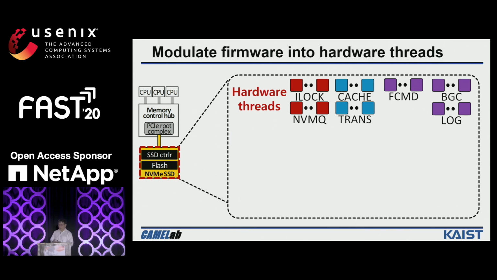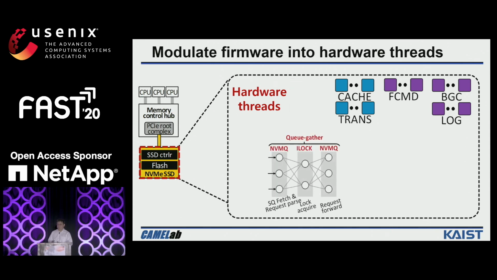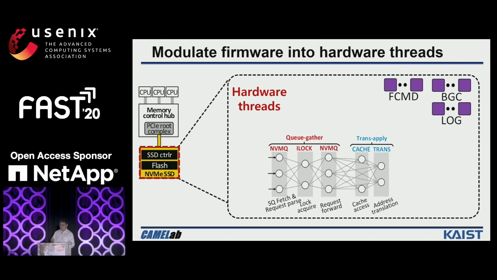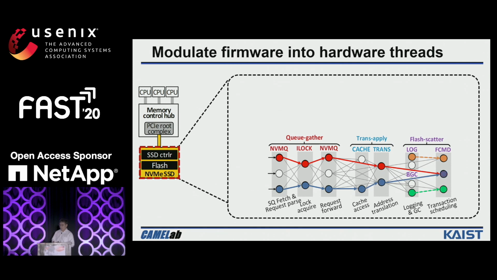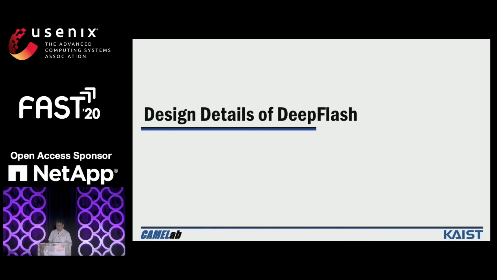The I/O request processing can be split into 3 stages. The queue-gather stage includes the NVMQ threads and ILOCK threads. The trans-apply stage includes the cache threads and the trans threads. And the last is the flash-scatter stage, including the FCMD threads, BGC threads, and the log threads. Compared to the layered firmware, our DeepFlash is flexible to assign different sets of threads to process multiple I/O requests in parallel. Next, I will give more details of each thread's design in our DeepFlash.